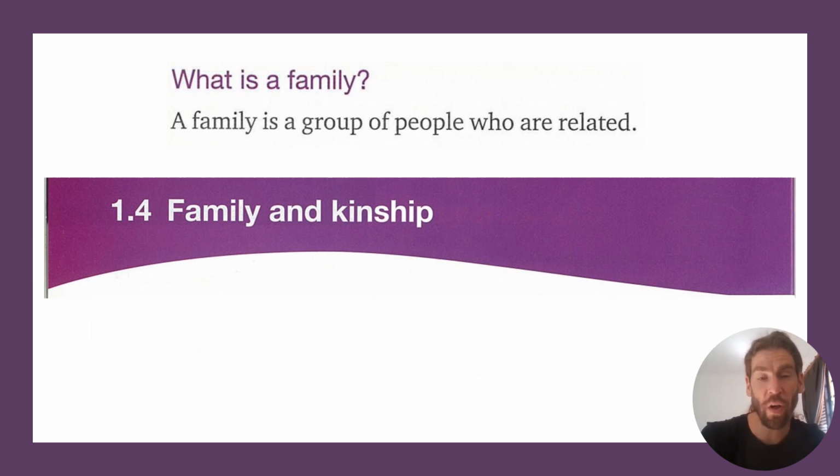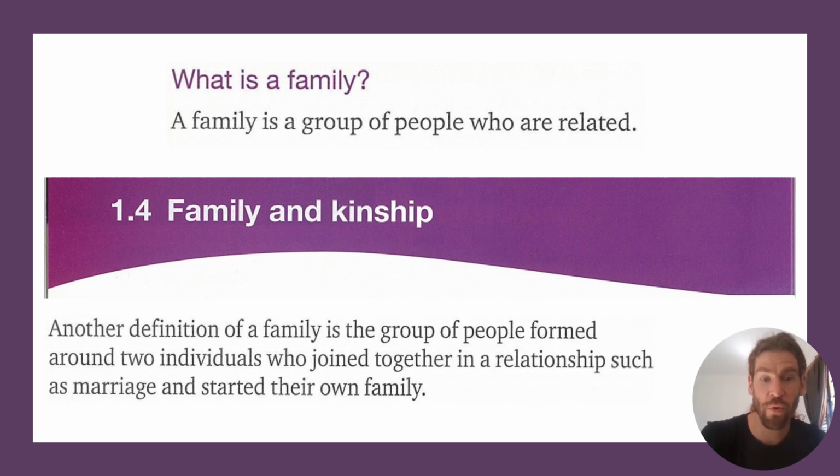There's also another definition, also another view on what is family. There's a group of people formed around two individuals who joined together in a relationship such as marriage and started their own family. So the elements of this second definition of family are: it's a group of people, they formed around two individuals. Two individuals is important, not especially a man and a woman, but two individuals, such as marriage, but there are also other possibilities, and started from that their own family.